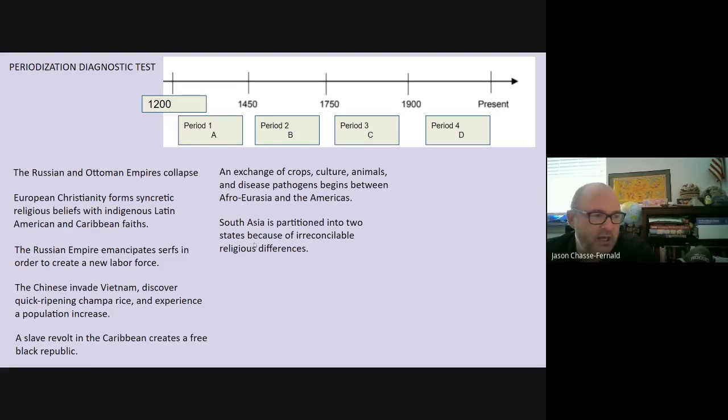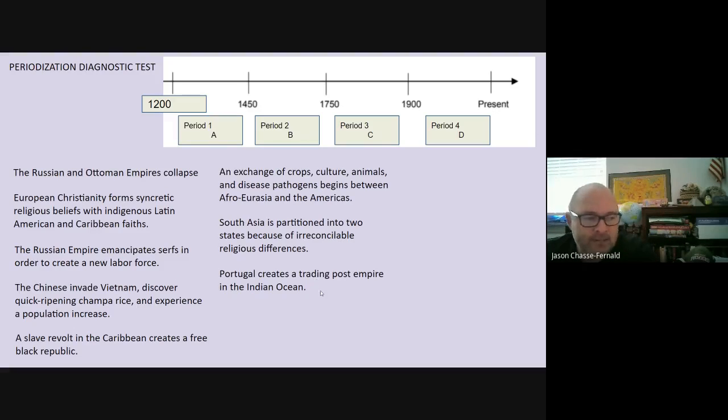South Asia partitioned into 2 states because of irreconcilable religious differences. The answer to that is D, right? So this is 1947. So what are the 2 states? Hopefully you know those. So India, Pakistan, and then eventually East Pakistan, which eventually becomes Bangladesh, and eventually the rise of Sri Lanka, etc., etc., etc.